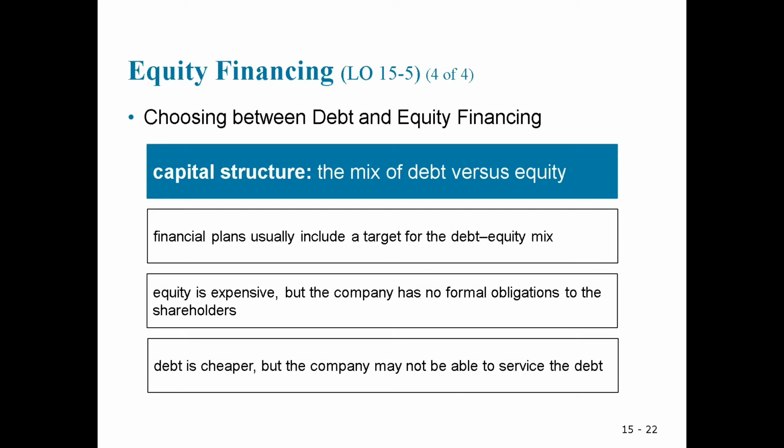Choosing between debt and equity financing. The mix of debt versus equity provides the capital structure of the firm. A wide variety of mixes are possible. Financial plans usually include a target for the debt-equity mix. Equity is expensive, but the company has no formal obligations to the shareholders. Debt is cheaper, but the company may not be able to service the debt.